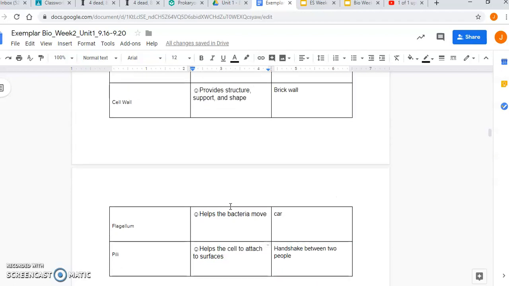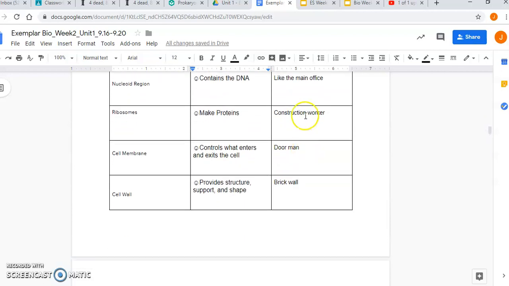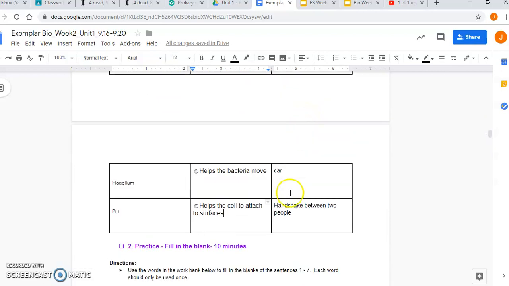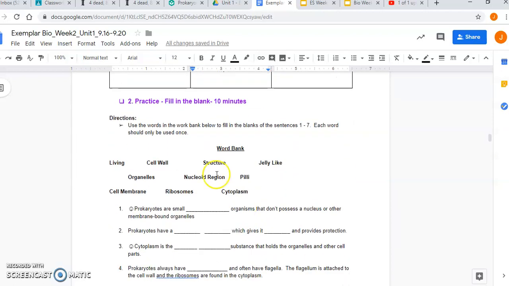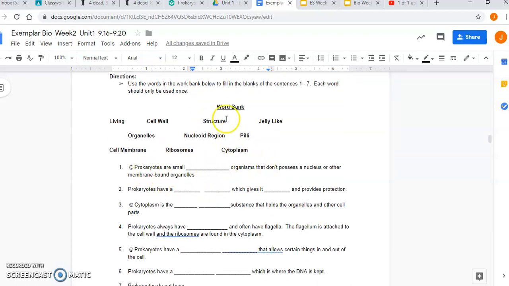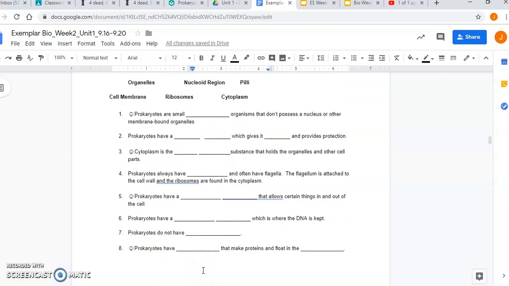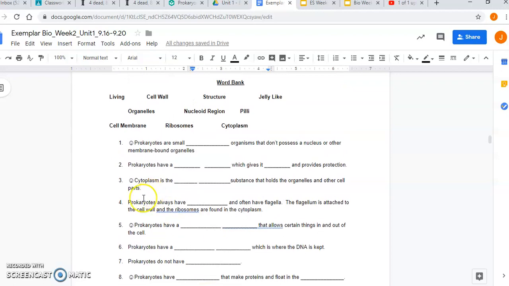So that is it for the analogies. Like I said, if the analogies that I provided didn't help you, think of your own that relate to the function. What you are going to be doing, if I haven't already given you directions, is that you're going to move on to the practice. You're going to fill in the blank using the word bank. So each of these words is going to be used once, in the sentences that you see here. With that, get started, have fun, and please let me know if you have any questions.